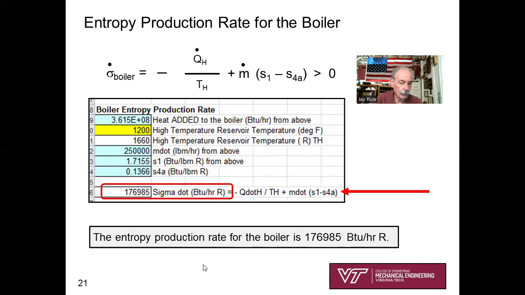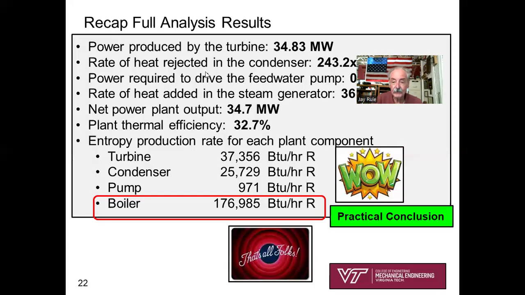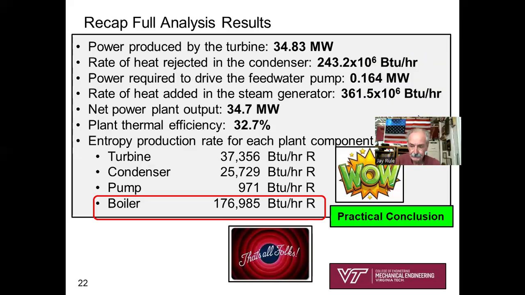Okay, so we got sigma dot for all 4 components. They're all positive. That's great. That makes sense. That's good common sense. They'd all better be either positive or 0. Okay. Now let's compare. All right. So let's go and look at the whole problem solution results.